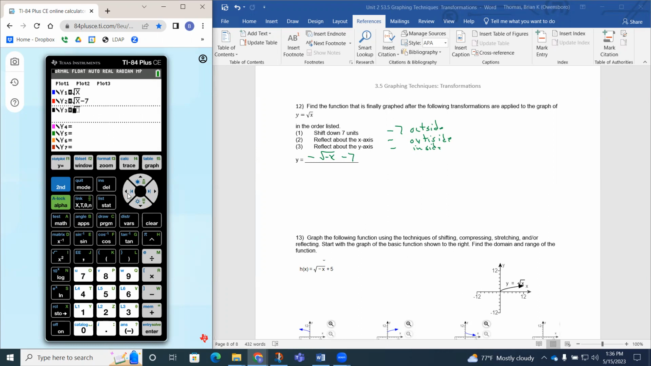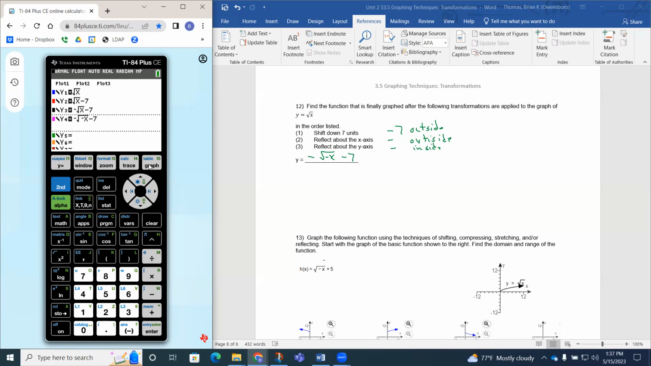On the outside, so I'll get a negative out there. And a -7 out there. And I'll graph that. That's how it's been reflected. So instead of going right arm up, it's now going right arm down. And then reflection about the y-axis, it should now flip left by putting a negative on the inside. So negative on the outside, a negative on the inside, and a -7 on the outside.